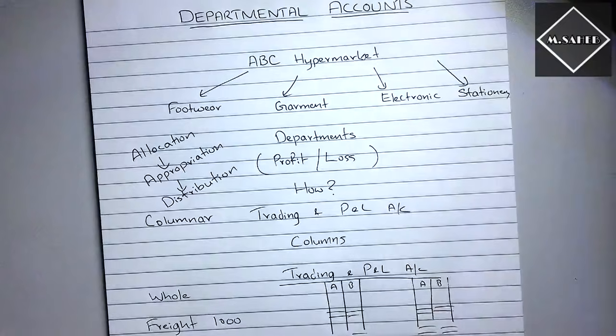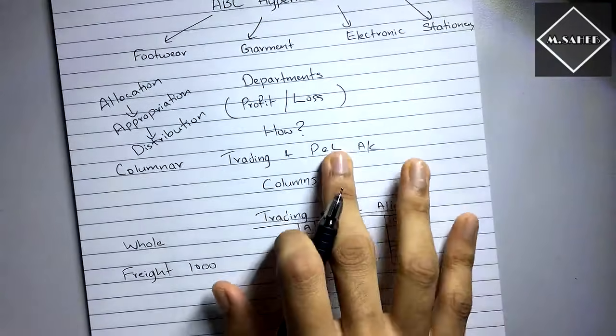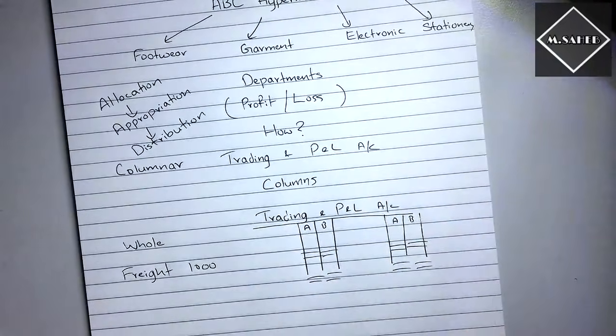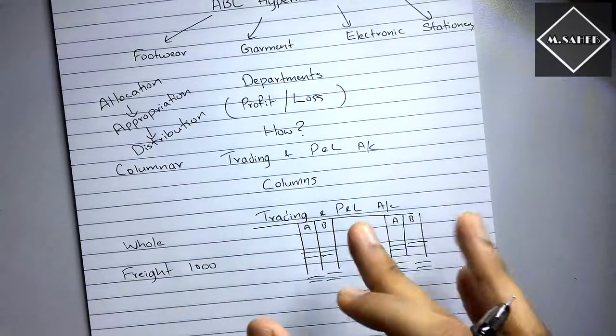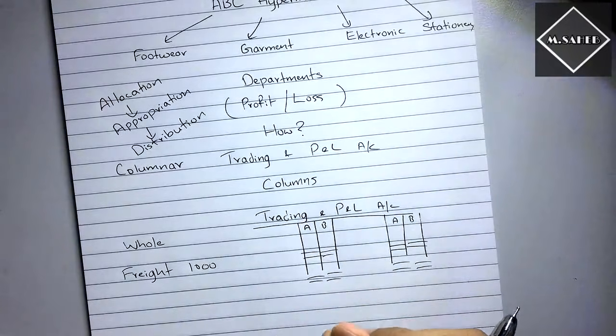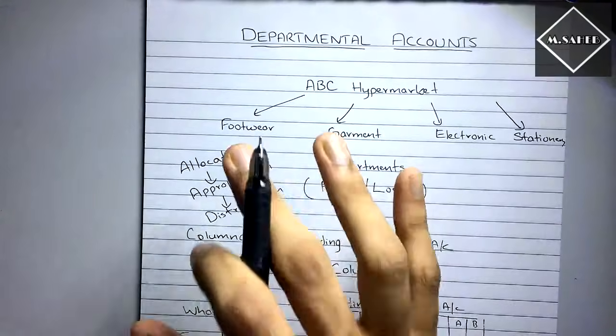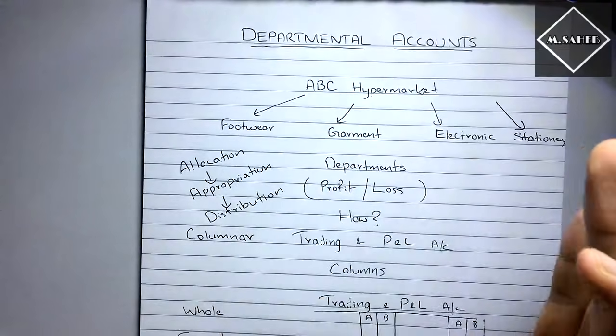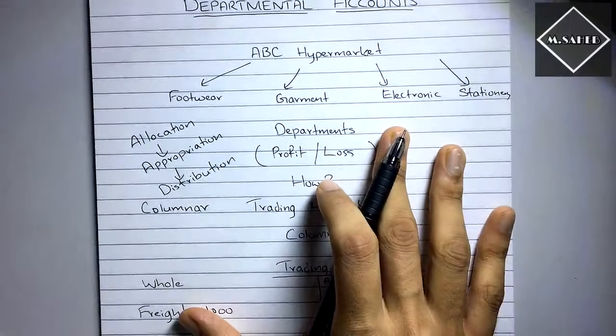All right, so only the trading and P&L account is there. Only one method, simple. You just have to find out the profit and losses made by these departments. And the only thing important over here is the allocation, how to distribute the expenses and incomes. Okay, I will show it to you. I will show you the allocation.